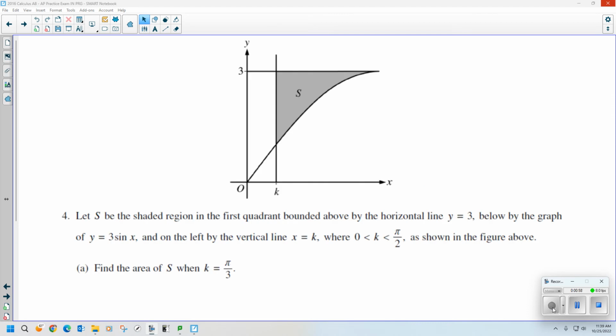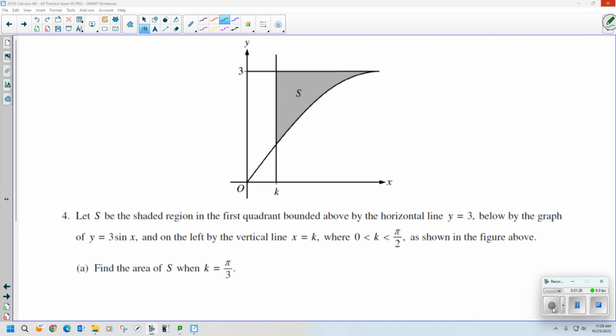Number 4 reads: let S be the shaded region in the first quadrant bounded above by the horizontal line y equals 3, below by the graph of y equals 3 sine of x, and on the left by the vertical line x equals k, where k is in between 0 and pi over 2, as shown in the figure above. Find the area of S when k is pi over 3.